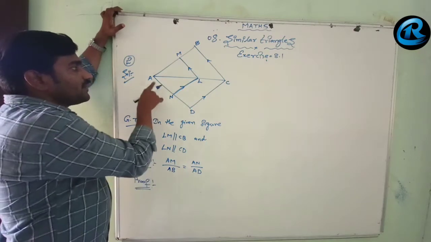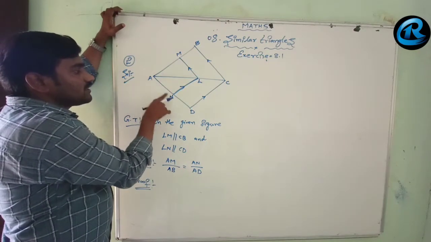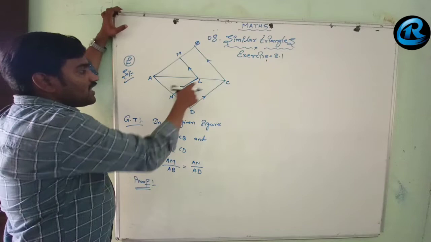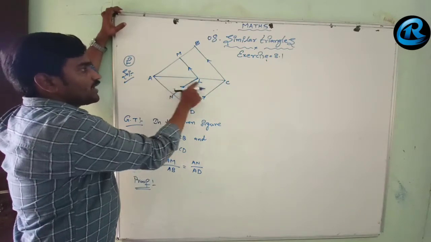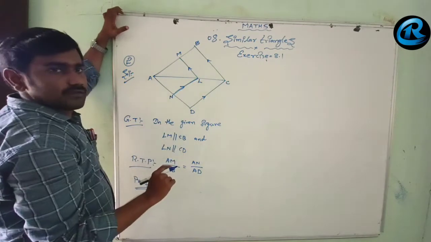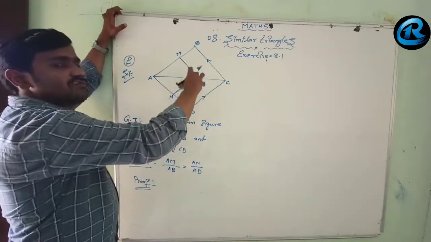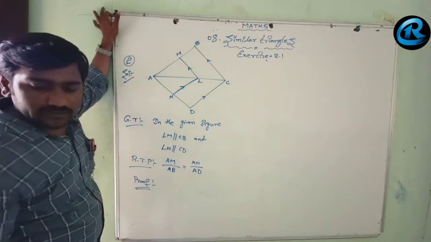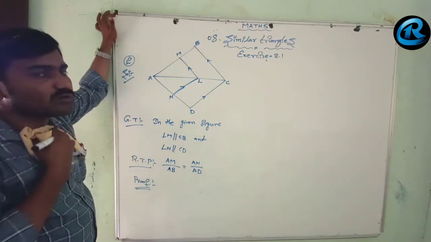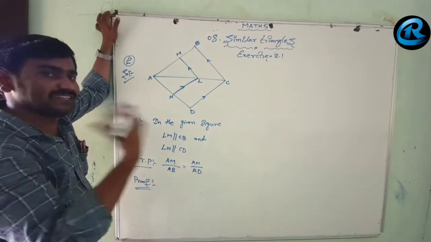And in triangles ALN and ACD, AN by AD is equal to AL by AC. Where AL by AC will be equal on both sides, we can prove that, hence we will get this answer. That's another method that you will learn from exercise number 2. That method you can implement in exercise number 2.